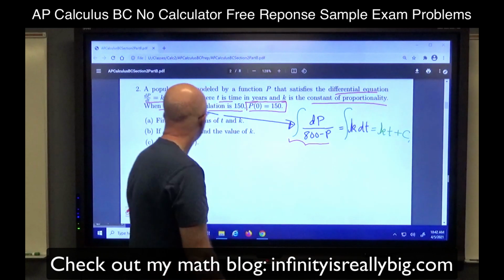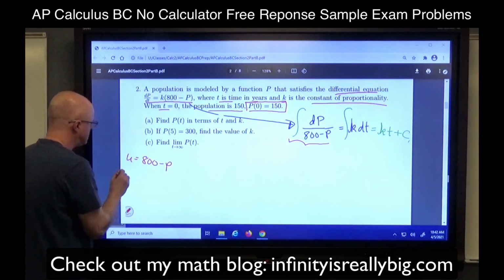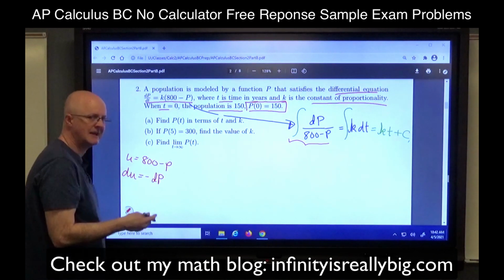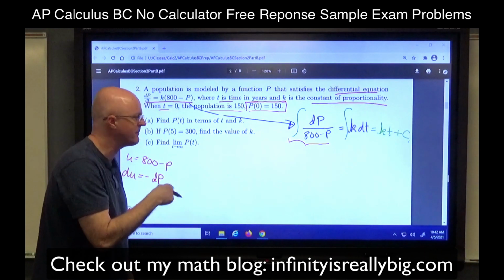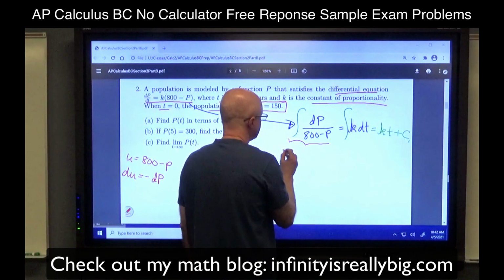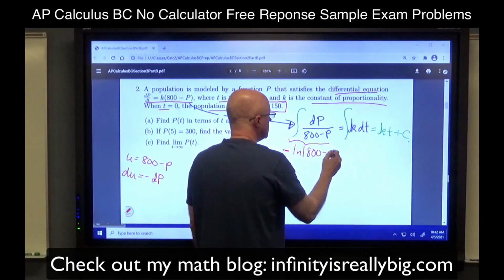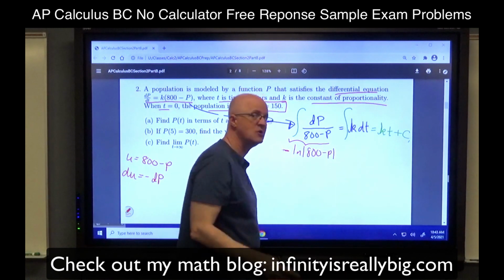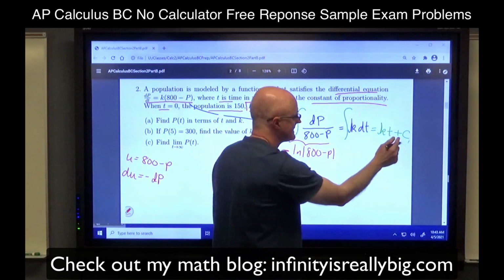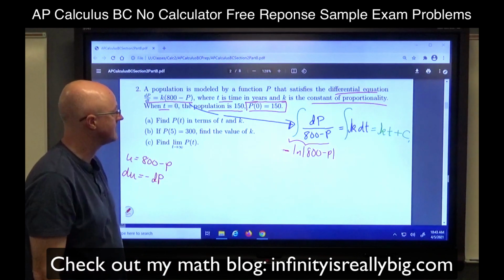If u is 800 minus p, let me just do a side calculation here, then du would be negative dp. So we could do that substitution and integrate 1 over u, but we would pay for it, so to speak, with the minus sign. And you can put that minus sign out in front, negative natural log of the absolute value of 800 minus p in here. Should I put a plus c, like a plus c2? Actually, here you don't have to, because you could just imagine it's been subtracted from both sides and it's been absorbed into the c1. It's good enough just to have it on the right side.